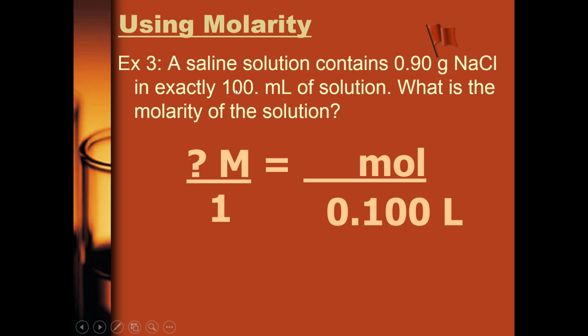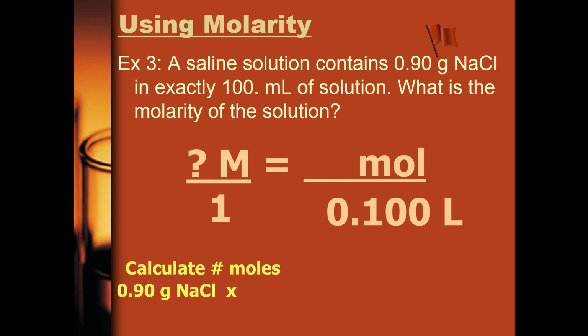We do not see moles in this problem, and do not just substitute this 0.90 grams for moles because they don't mean the same thing. Instead, we have to do a side calculation. When we calculate the number of moles, we take the given, which is this, 0.90 grams of NaCl, and we use the molar mass of NaCl to convert it into moles. We can use the same molar mass from the previous problem because we're still talking about NaCl, but always make sure that your units cancel out diagonally when you're doing dimensional analysis side work.